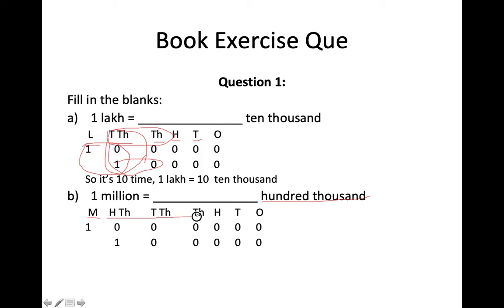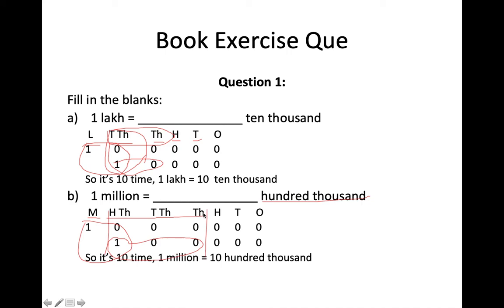So this is our thousand portion. So now in thousand portion we need to write 100. So we have written here 100. Now all others here will be 0. So if you compare 100,000 with million, it's again 10 times smaller. So here again answer will be our 10.